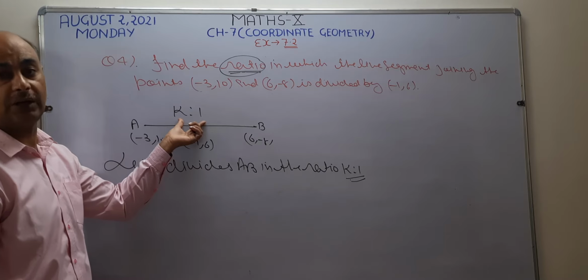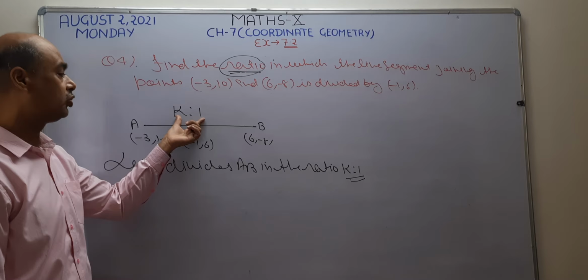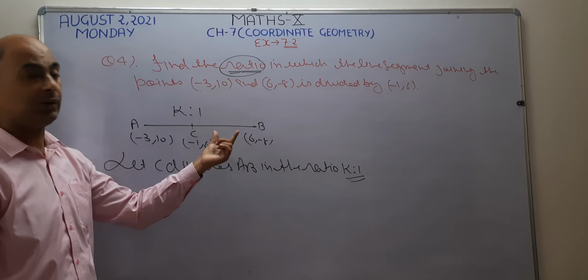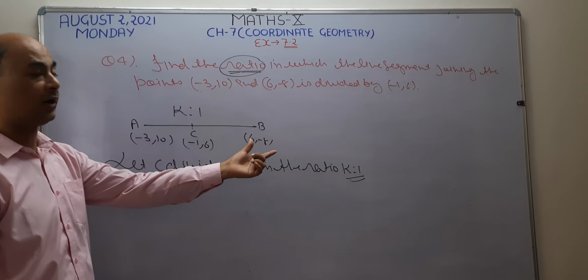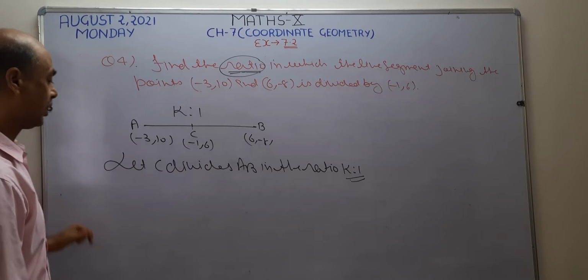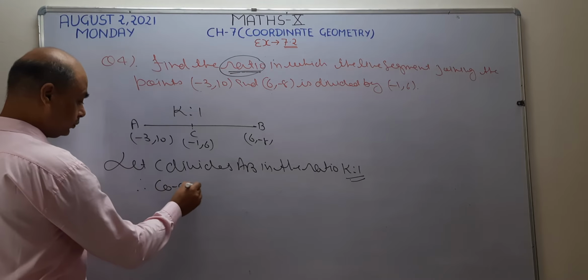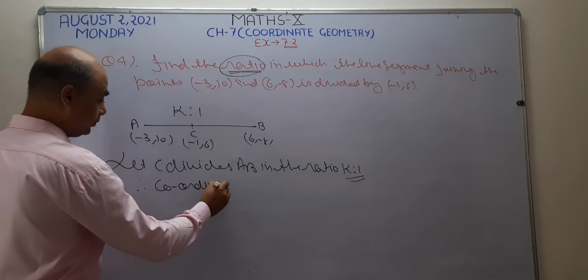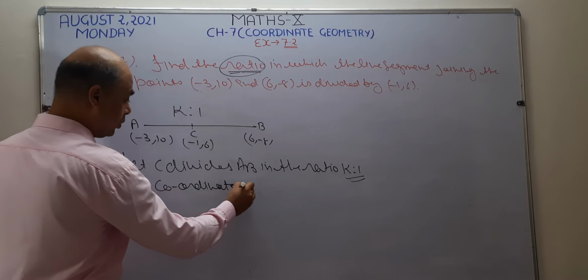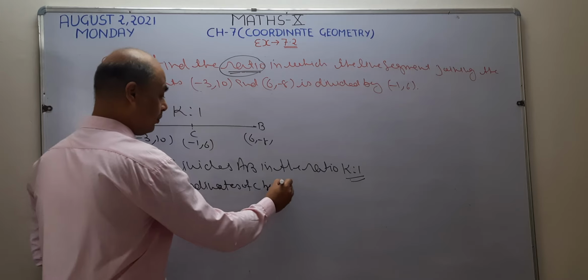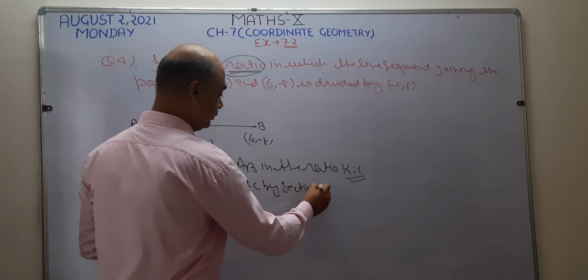Now the ratio is different, and you know that when the ratios are different, we use the section formula. If the ratio is the same, then we use the midpoint formula. Since in this question the ratios are different, I want to use the section formula. So I write here, therefore, coordinates of C by section formula.